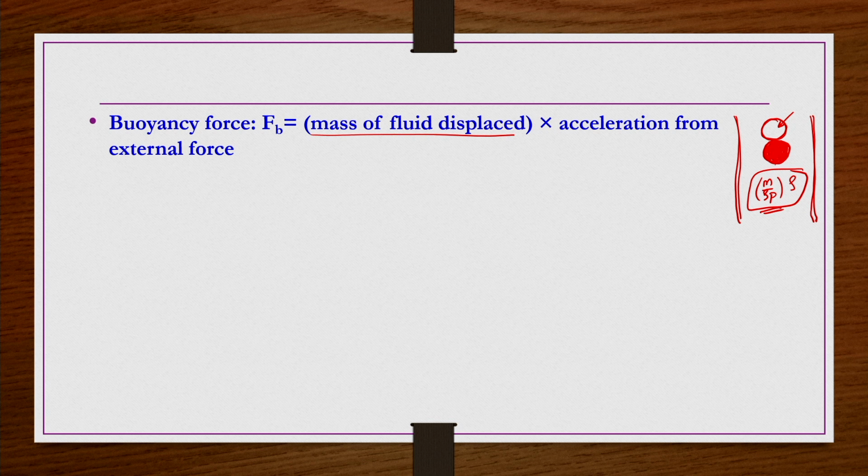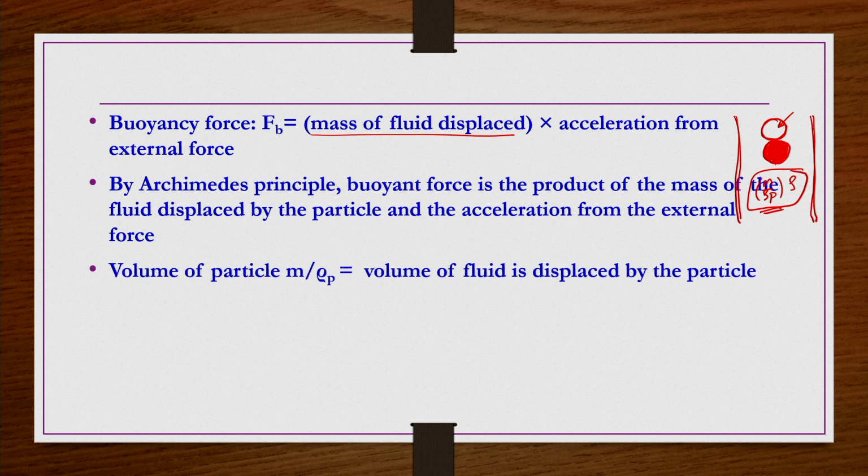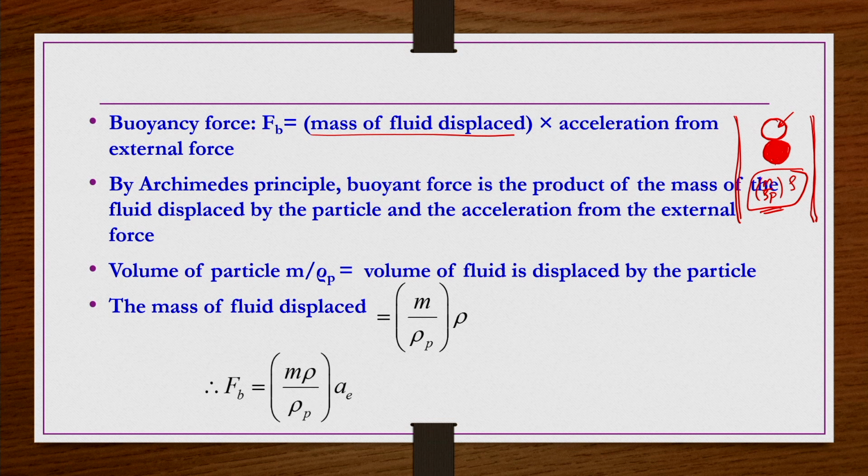So, m by rho p multiplied by rho, this quantity if you multiply by Ae, the acceleration from the external force, then we have this buoyant force. This is according to the Archimedes principle. That is, buoyant force is the product of the mass of the fluid displaced by the particle and the acceleration from the external force. So, volume of the particle m by rho p is the volume of fluid being displaced by the particle. So, the mass of the fluid displaced would be m by rho p multiplied by rho. Now, buoyant force should be m rho by rho p multiplied by Ae, right. So, now we have this buoyant force also.